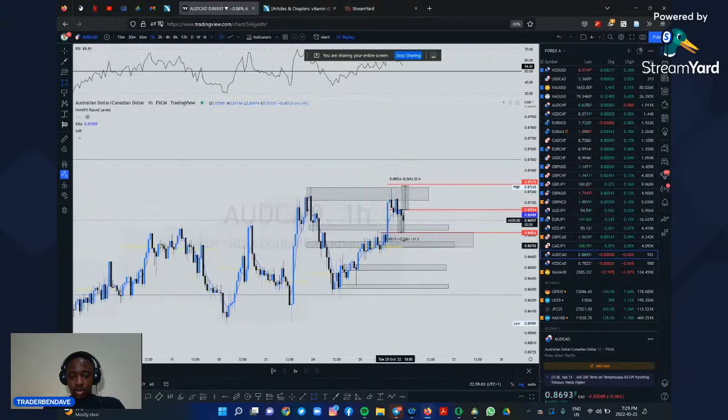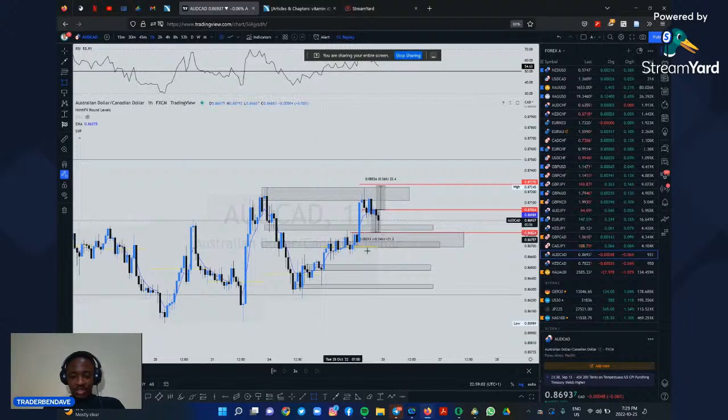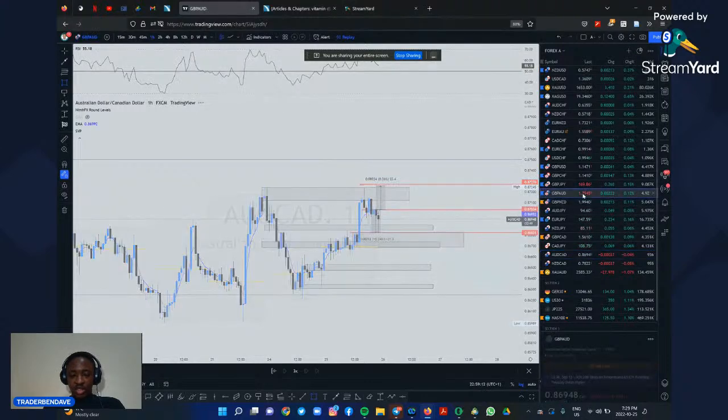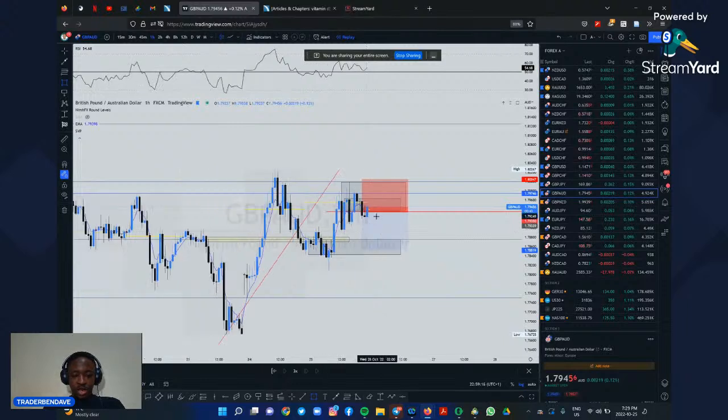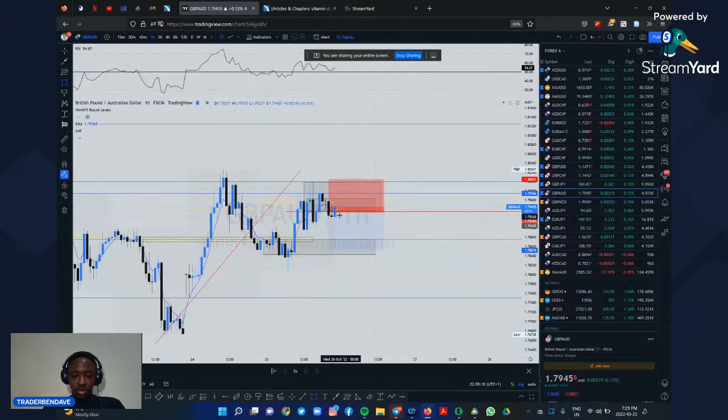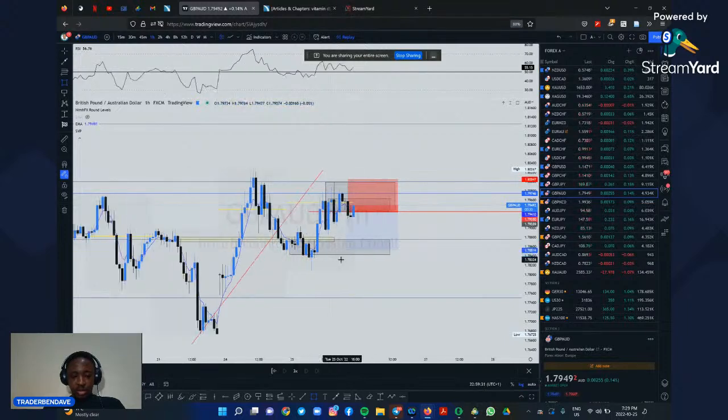Damn, AUD CAD. This trade is very painful. Very, very painful. But it's all good. Another trade that I'm currently in is GBP AUD. I'm in loss on this trade. This is why I got in. I was just looking to scalp to this level here and look to buy from here.